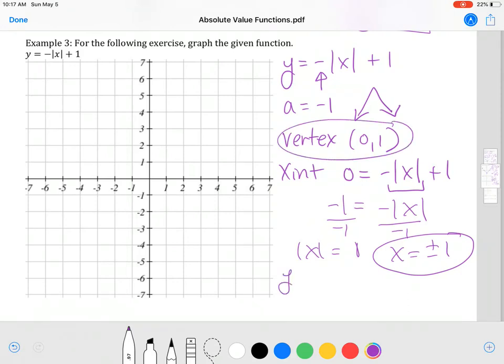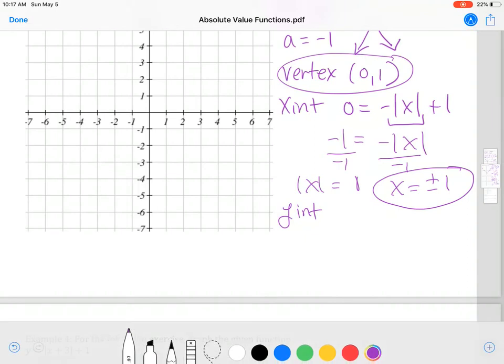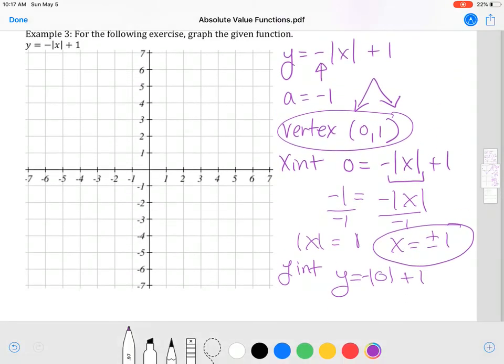Here's my vertex. And I just have to now find my y-intercept. My y-intercept is the value of y when x is 0. So I'm going to plug in 0. And that's going to give me y is 1. So when I put this all together, my y-intercept is 1. My x-intercepts are positive and negative 1. My vertex, which happens to be the same as my y-intercept, is right here at (0, 1), and here I've got my upside down V.